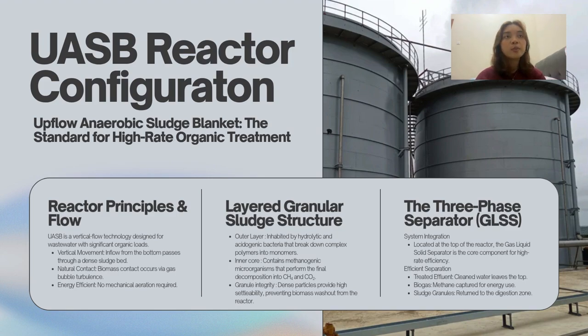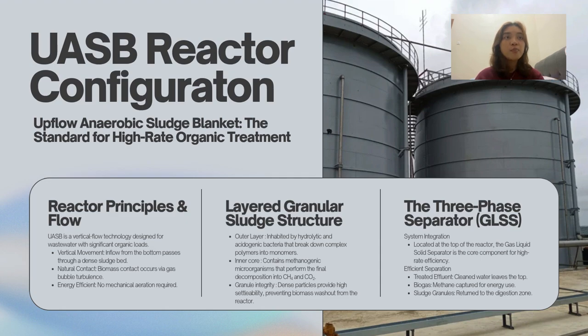The working principle of the UASB reactor is based on an upward flow system. Wastewater enters from the bottom and flows upward through a dense sludge bed. During this process, microorganisms inside the sludge break down organic compounds. Biomass contact occurs naturally because of the movement of the gas bubbles. So the system does not require mechanical aeration, making it more energy efficient.